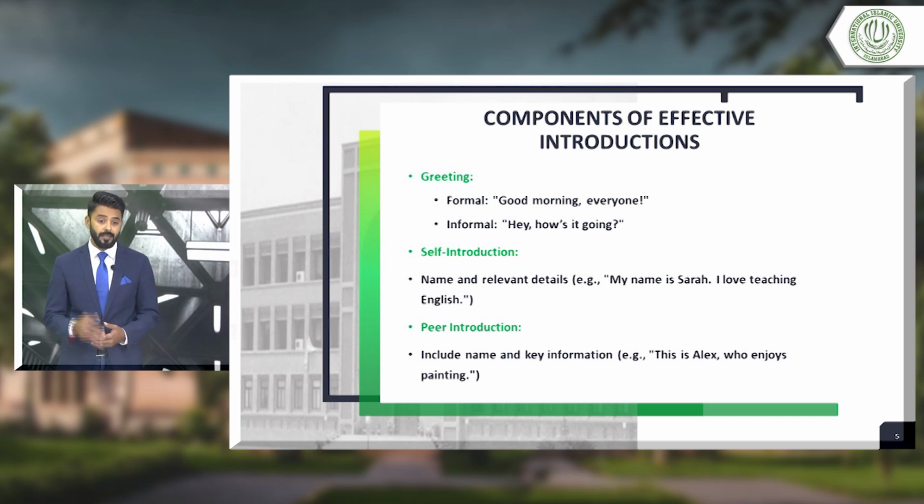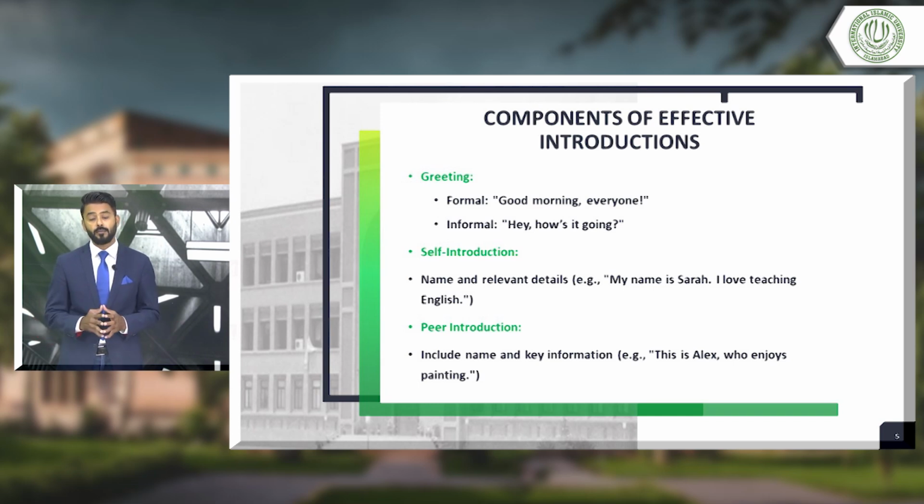Of course we will discuss it later, but this is the second component that you need to do, which is self introduction. The third component of effective introductions is the peer introduction. Peer introduction is when you are introducing someone. For example, you are introducing your friend to somebody, so you will do the same activity which you have done in the second component, that you will call his name, you will talk about his personality, his whereabouts, his education.